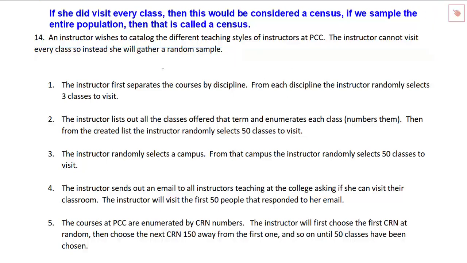All right, so let's look at this first one here. The instructor separates the courses by discipline. Okay, so we're separating everything by discipline here. From each discipline, the instructor randomly selects 3 classes to visit. Okay, so what do we know about the disciplines? Well, we think of disciplines as being unique, right?